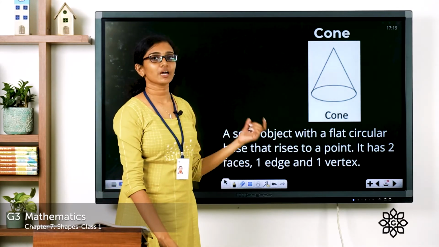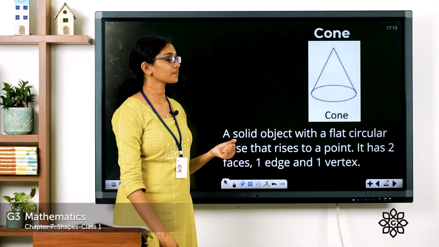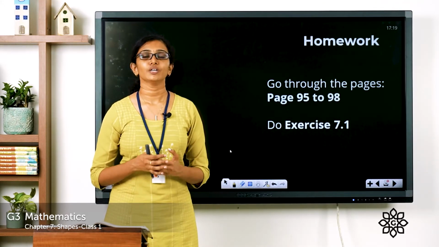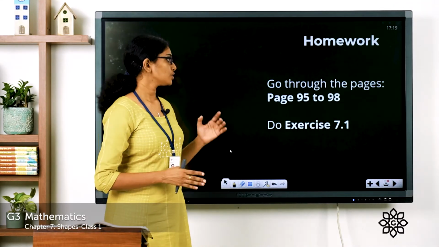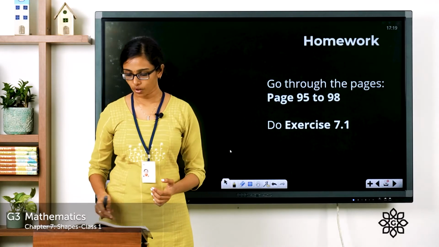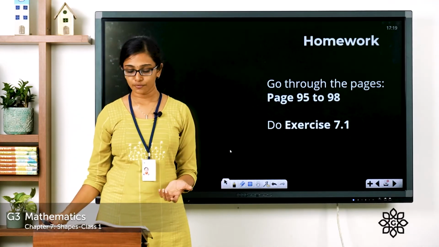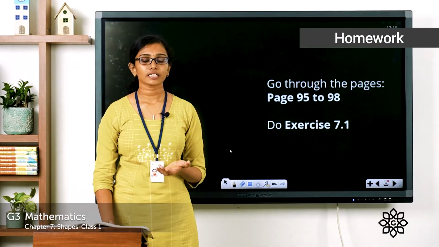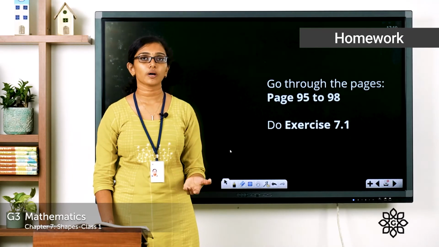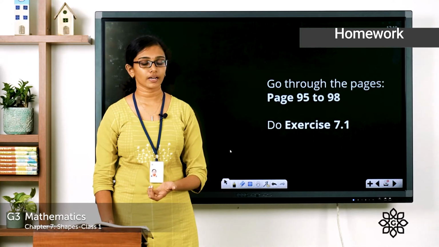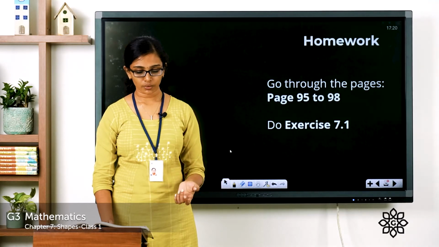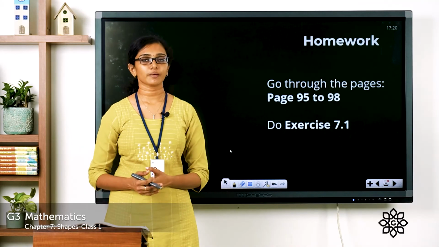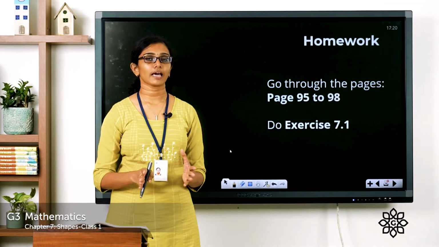So I hope you are clear with the concepts of all these shapes. As homework, you can go through all these topics from page number 95 to 98 of your textbook. Then you have to do the exercise 7.1. The first question is about identifying the shapes. You can write the name of the shapes here. And the second question is about counting the number of edges, vertices and faces of each of the figures given there and writing it there. Now the third question is about some fill in the blanks. You have to observe the given shapes there carefully and then you have to fill up the blanks according to each shape.